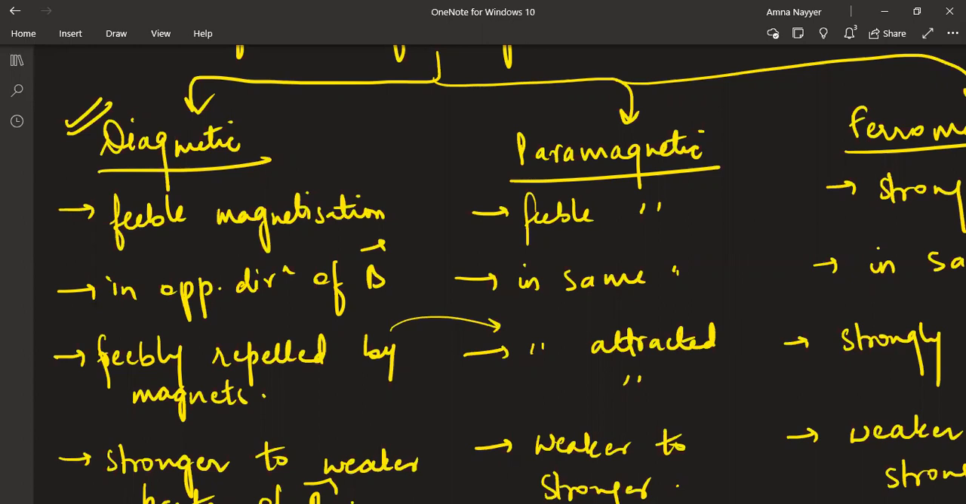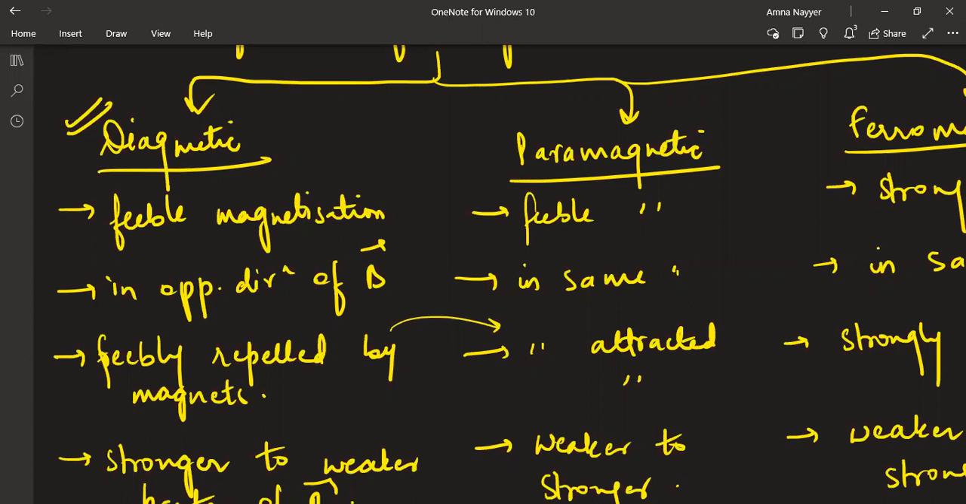Then in a uniform magnetic field, this was non-uniform. If you have a uniform magnetic field, then a freely suspended diamagnetic bar magnet will align itself perpendicular to the field. And if you take the same thing for paramagnetic, that will align itself parallel to the field. And for ferromagnetic also parallel. Ferro and para parallel, dia perpendicular.